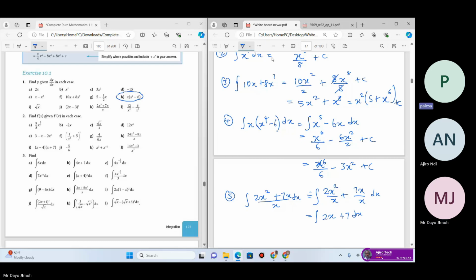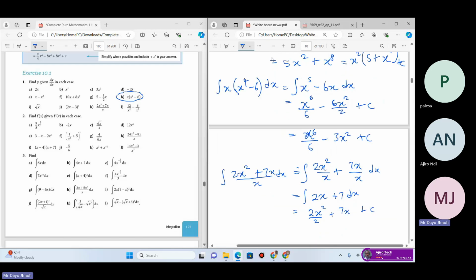See? If you integrate it now, it becomes what? 2x squared over 2 plus 7x plus c. Yes. That's all. Then you can now conclude it. x squared plus 7x plus c.